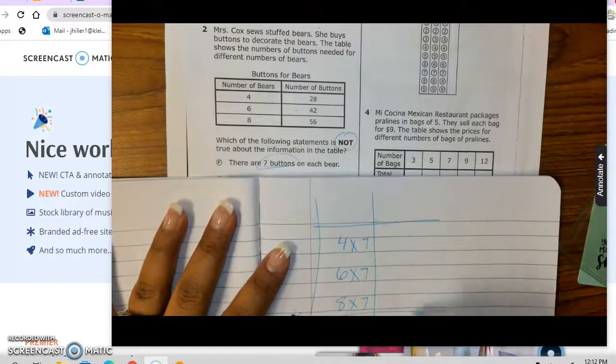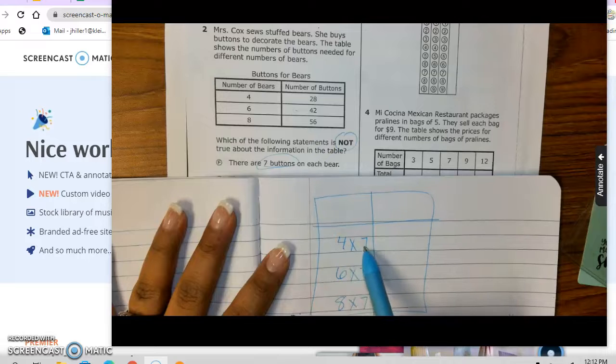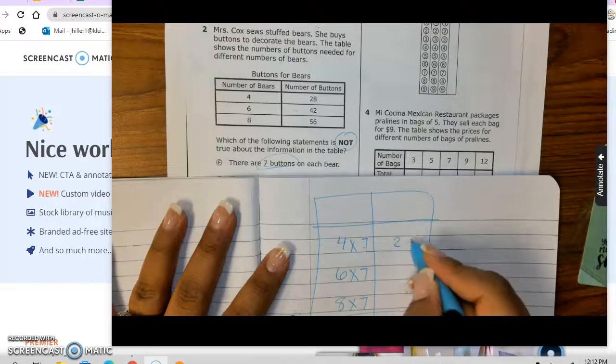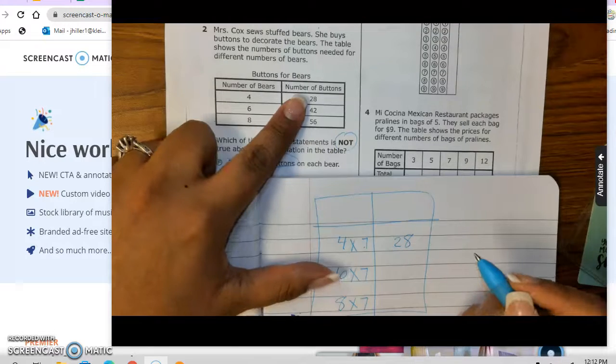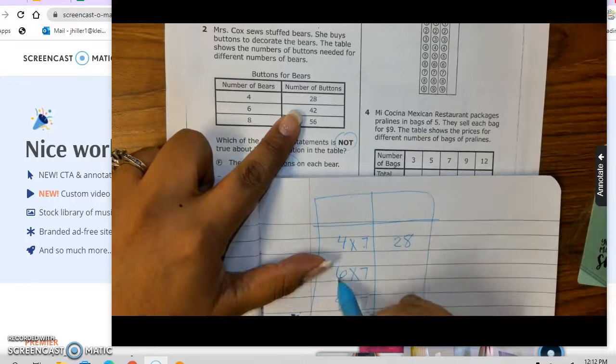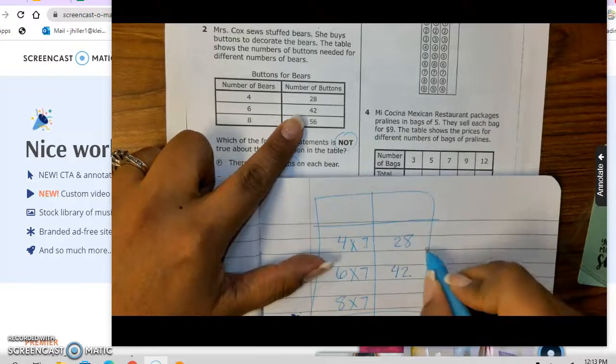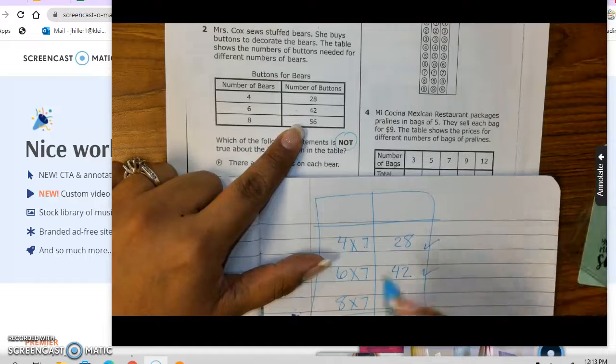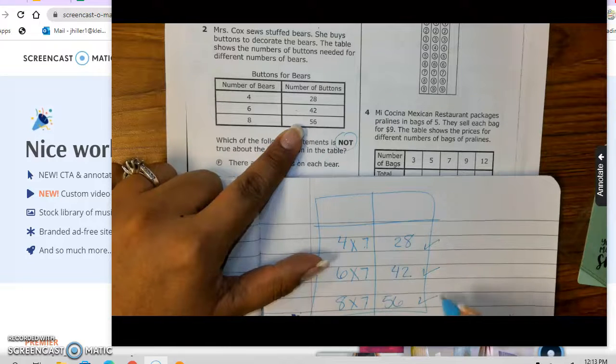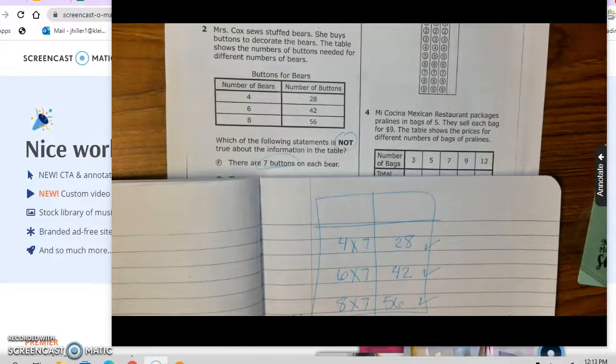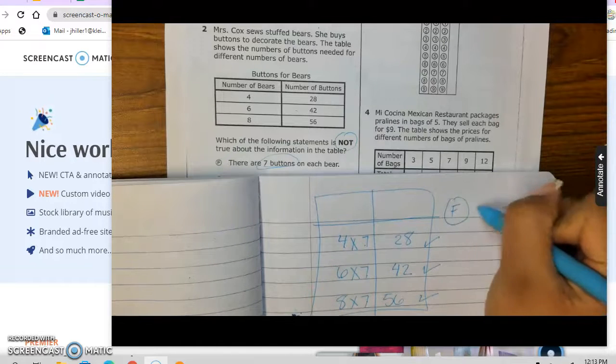So see how Miss Hiller made a new table, but on her paper. So she's seeing if 4 times 7 is 28. Well, that's true. What about 6 times 7? That one is also true. And 8 times 7 is 56. That one is also true. So that lets me know that letter F is correct.